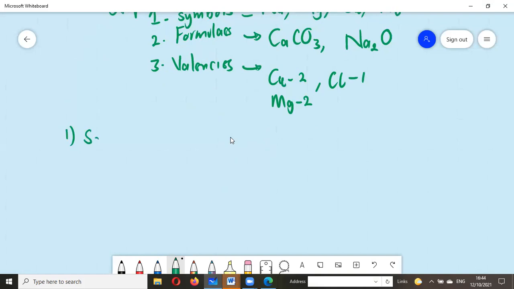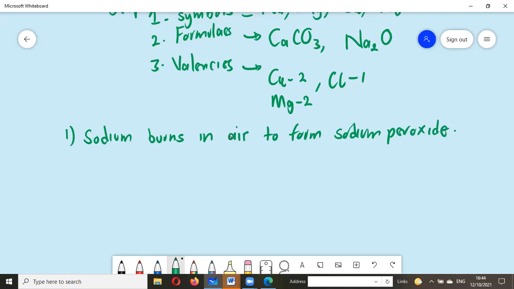So they say the sodium burns in air to form sodium peroxide. But remember, when we say sodium burns in air, what is it reacting with? Sodium will be reacting with oxygen, because in air we have very many gases.